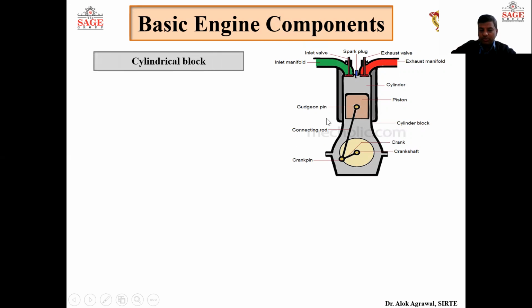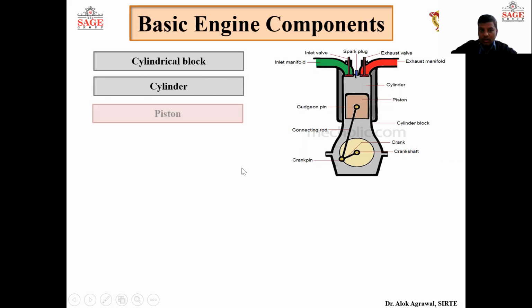There are various components. We will discuss them one by one. The first one is the cylinder block. You can see in this figure, this is the cylinder block. This is the main body of the engine, which holds the complete engine. Above the cylinder block, there is a cylinder, in which the piston reciprocates and the combustion phenomenon takes place. This is the cylinder.